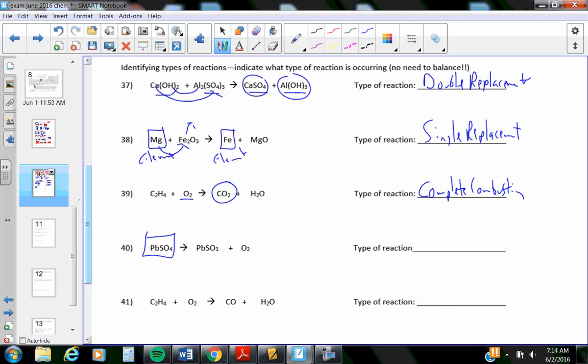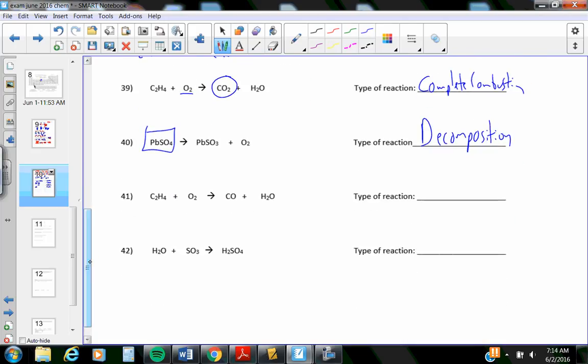If you only have one thing you start with and it breaks up into 2 or 3 or 4, in this case it's one thing breaking up into 2, one thing breaking up is a decomposition. If you only have one reactant, that's all that can happen, decomposition. Another CHO one, only this time one of our products is carbon monoxide. We just have to remember that that's called an incomplete combustion. Carbon monoxide is a dangerous, poisonous gas.